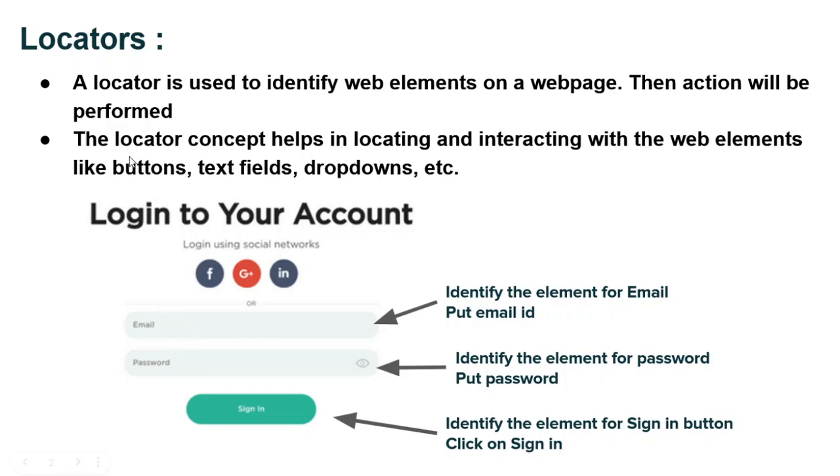So that's why the locator concept helps in locating and interacting with web elements like buttons, text fields, drop downs, etc. So whatever script we are writing, depending on the action, we have to locate the elements. And to locate the elements, we use locators. So it can be an input field, it can be a link on your web page, it can be a button which can be clicked, etc.